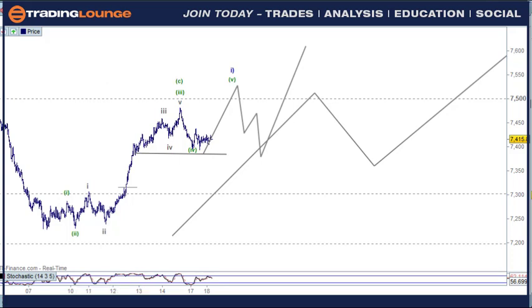It's possible to have that there as a C wave. But if we get 5 waves here, then we know that we can buy the pullback and then we can build in positions over here.